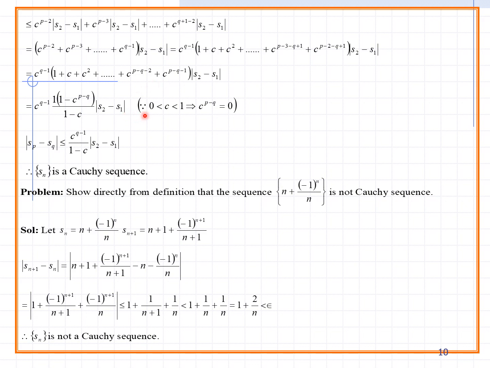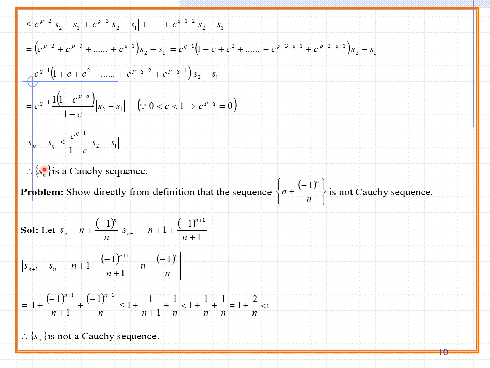Since 0 less than c less than 1 implies c power p minus q tends to 0, this one can be written as, already as in the Cauchy sequence, modulus Sp minus Sq less than or equal to c power q minus 1 by 1 minus c times modulus S2 minus S1. So it is a contractive sequence. So modulus Sp minus Sq is less than or equal to c power q minus 1 by 1 minus c times modulus S2 minus S1.